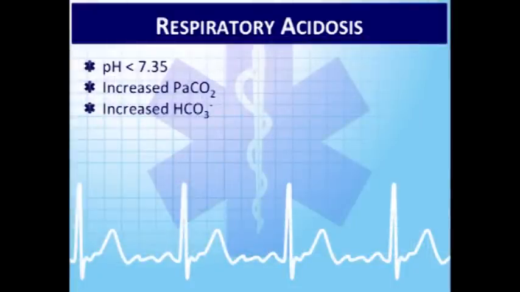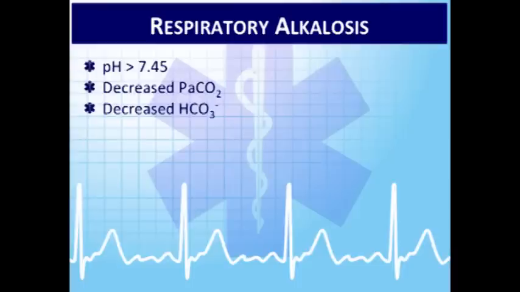There's 4 basic scenarios when you're interpreting a blood gas. The first one is respiratory acidosis. So in respiratory acidosis, the pH is going to be below 7.35. The PCO2 is going to be above 45. And the bicarb is going to be less than 25. That's going to be a respiratory acidosis.